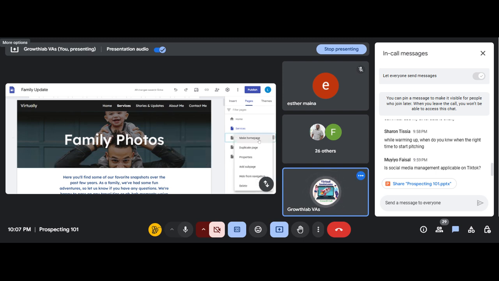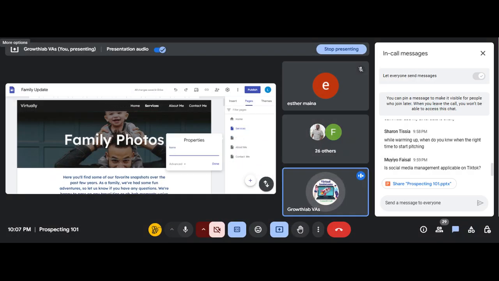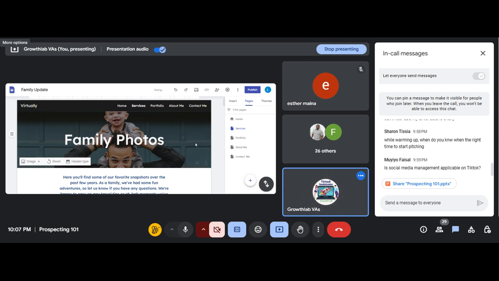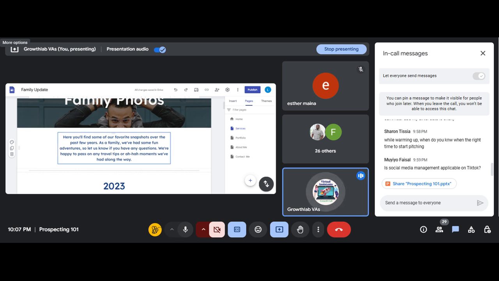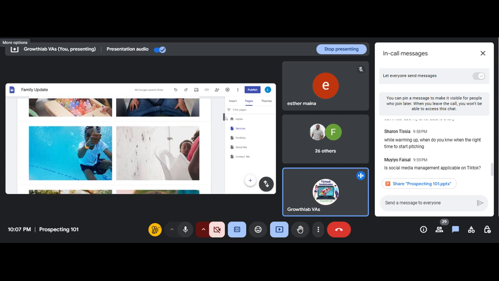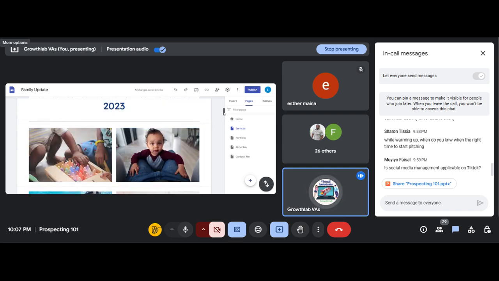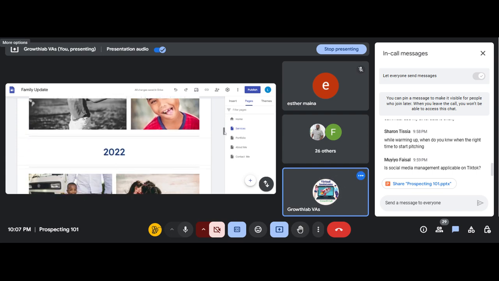Then this you can have as portfolio. You can feel free to edit it directly, like here. So you can put the people you help, what have you, then the year, then if you have images. So you can use sites.google.